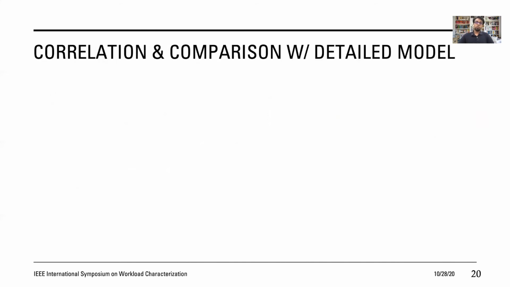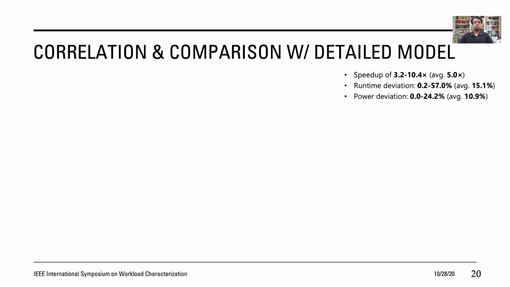We now study the important metrics of speedup and accuracy in comparison to a detailed Gem5 model. In summary, we get about 3.2 to 10.4x, averaging 5x speedup over the detailed model using HetSim. And this is at the cost of deviation in runtime and power, with the runtime deviating from 0.2 to 57% with an average of 15.1%, and the power deviating between 0.0 and 24.2%, averaging 10.9%.